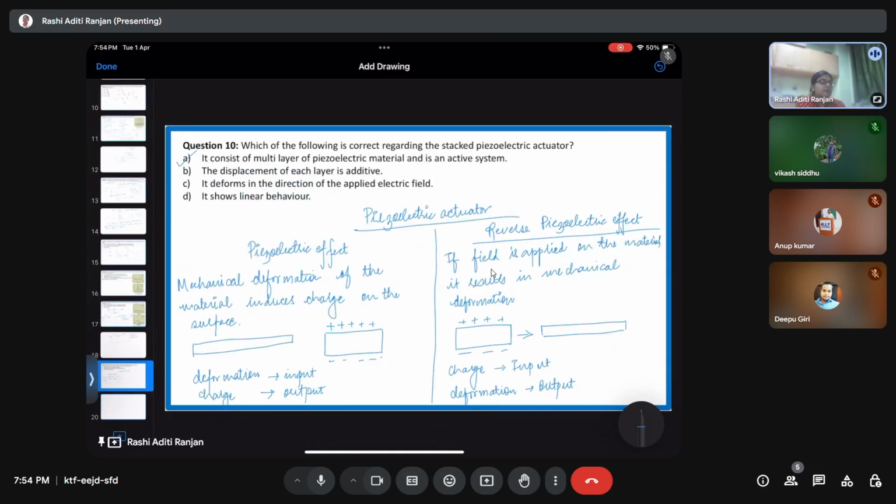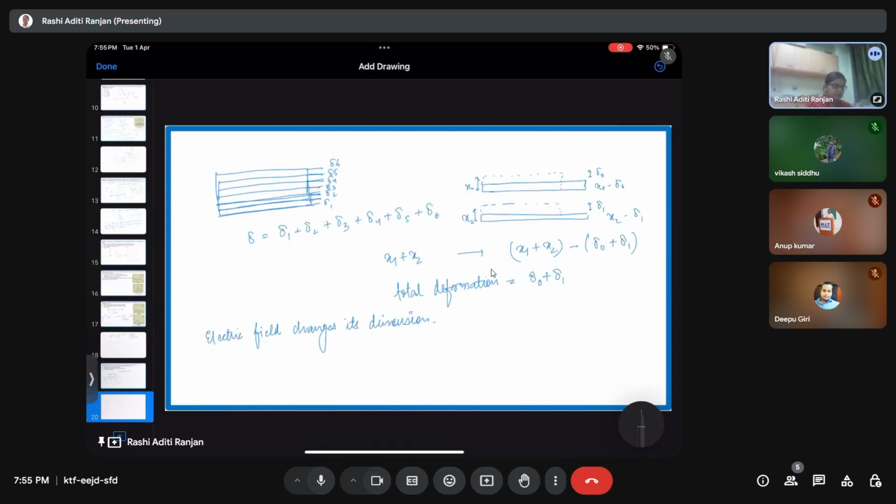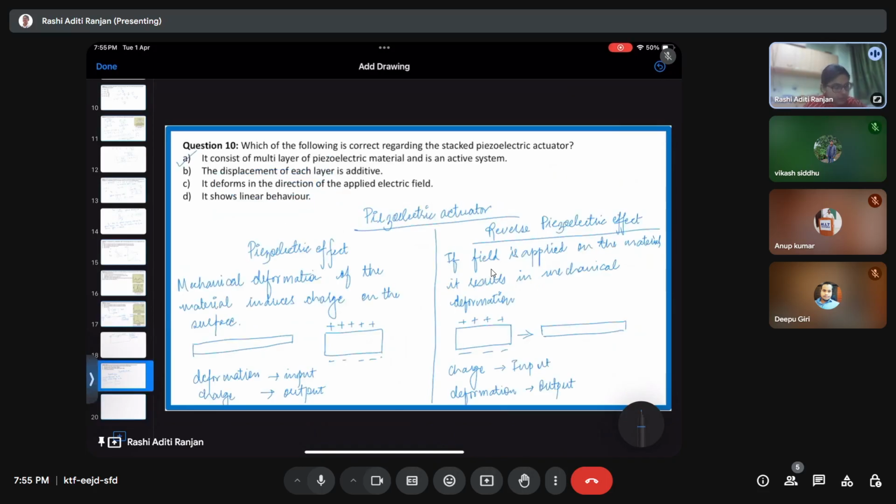The displacement of each layer is additive, which is true, as we have already seen, that each layer was showing an additive deformation, and the total deformation could be added to get the value of the total deformation. As I've seen over here also, if we consider two layers x1 and x2, and one deforms by delta naught, the other deforms by delta 1, then the total deformation is delta naught plus delta 1. So option B is correct.